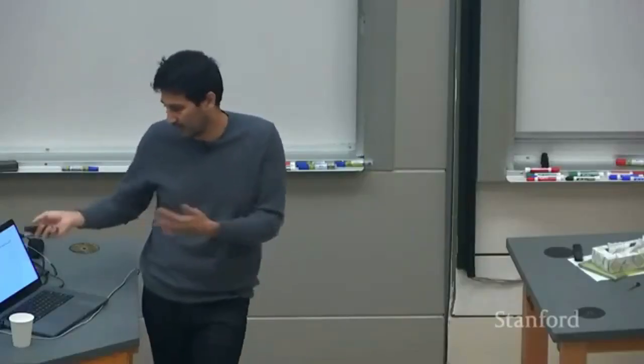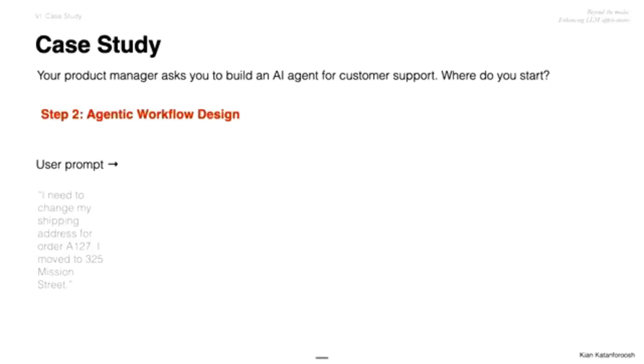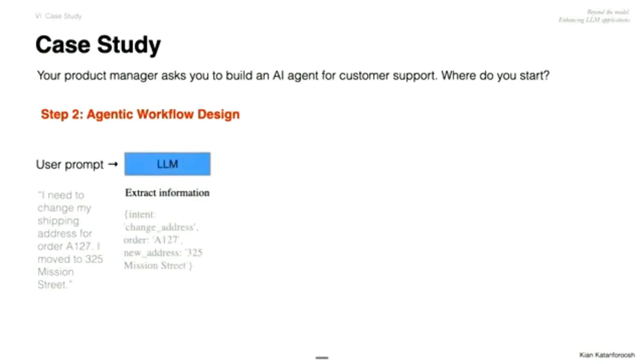You might actually draft it and say, okay, I take the user prompt, and the first step of my task decomposition was extract information. That seems to be a vanilla LLM. You can guess that the vanilla LLM would probably be good enough at extracting that the user wants to change their address, this is the order number, and this is the new address. You probably don't need too much technology there other than the LLM.